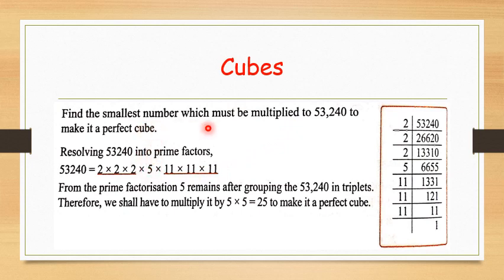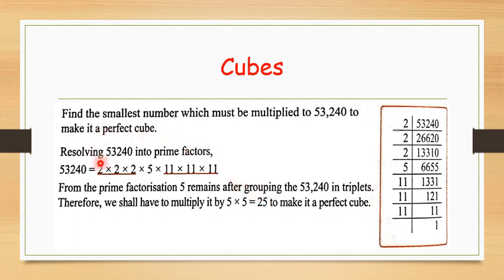Here it asks you to find the smallest number which must be multiplied. So we have to multiply here. One 5 is there, and now we need two more 5s. So we have to multiply by two more 5s, that is 5 into 5, that is 25.